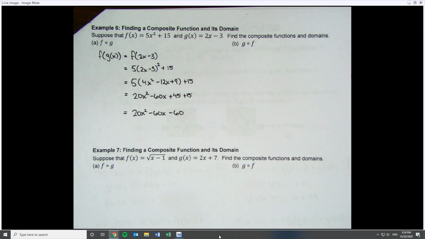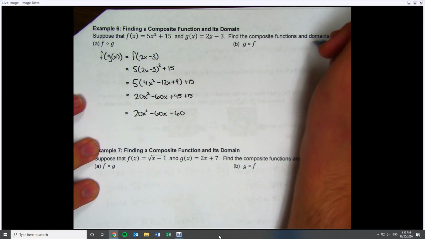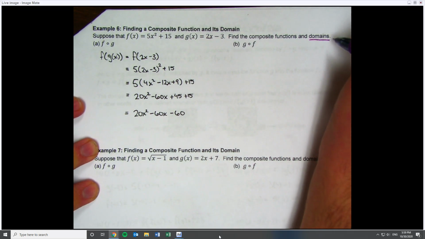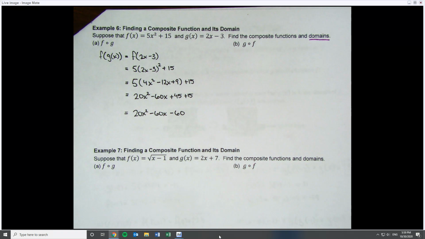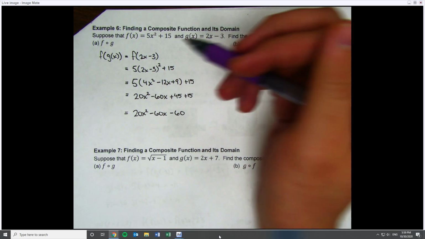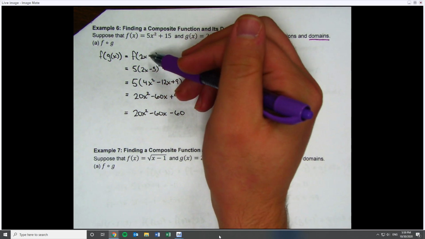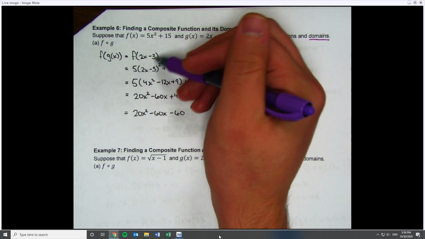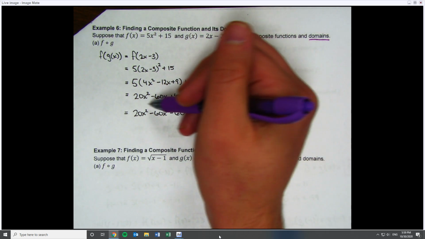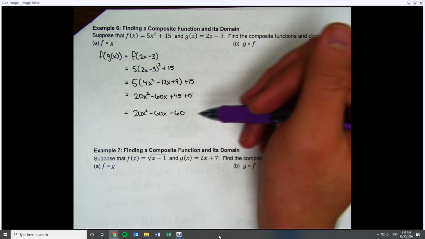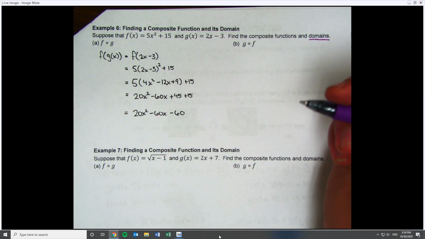Now, the last thing we have to do on here is find the domain. And if you remember, the domain of a function are all the x values that we are allowed to use. This is going to be a two-step process for us because we have to look at the original function on the inside. What x values can I use here? Then look at your new function that you ended with. What x values can you use there?